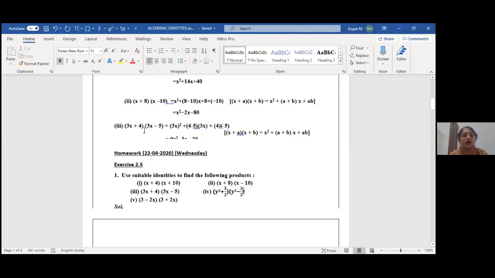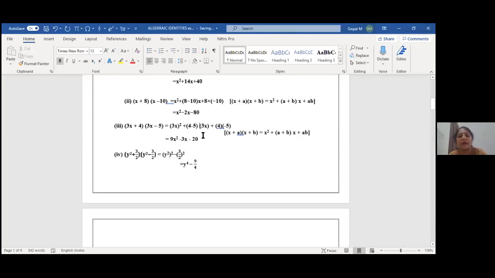Next, third question. It is (3x) whole square, a square, plus (4 minus 5) into 3x plus 4 into minus 5. Here a plus b means b value is negative. That is, (3x) whole square is 9x square. 4 minus 5 is minus 1. Minus 1 into 3x is minus 3x. And 4 into minus 5 is minus 20.